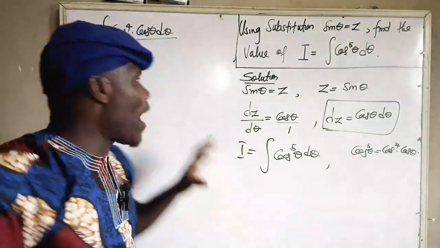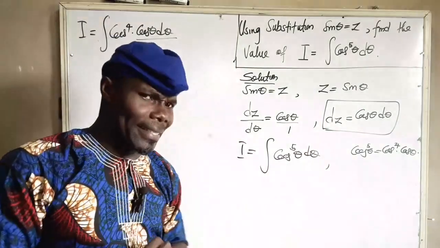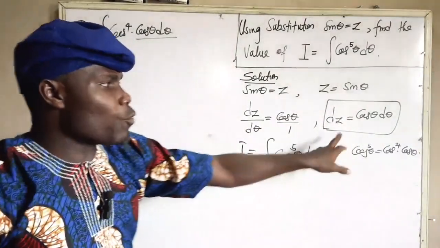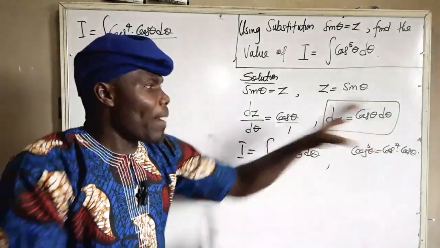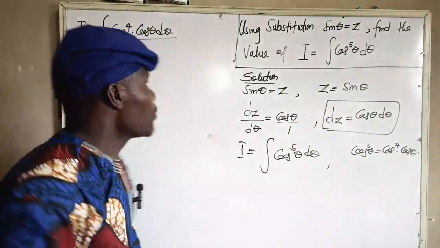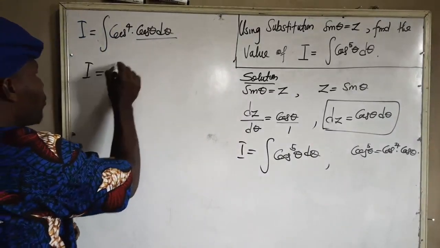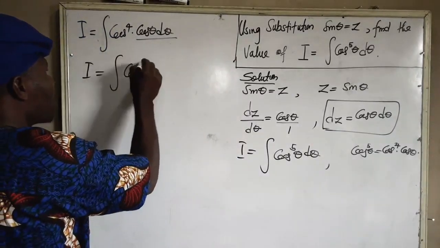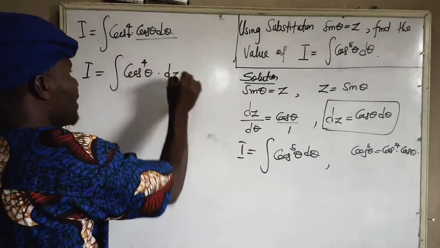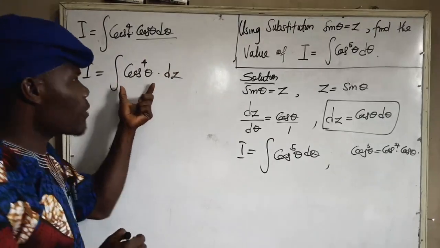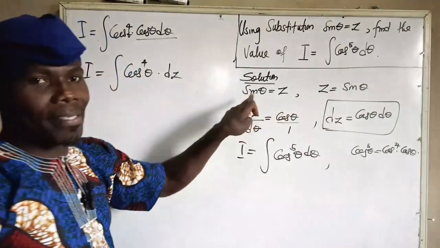There's a reason why we are able to separate this out of this equation. The reason is this. I want to find something that will relate with this, so that all this will now represent dz. So therefore, it will now give you I is equal to the integral of cos raised to power 4 theta dz. Now this is cos raised to power 4 theta, but we were given z to be sine theta.